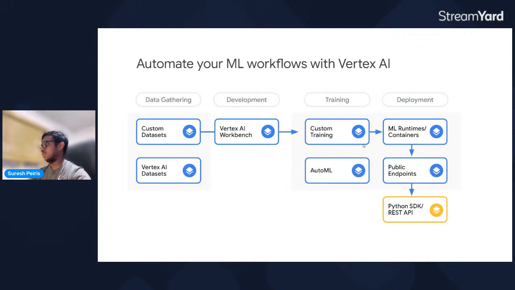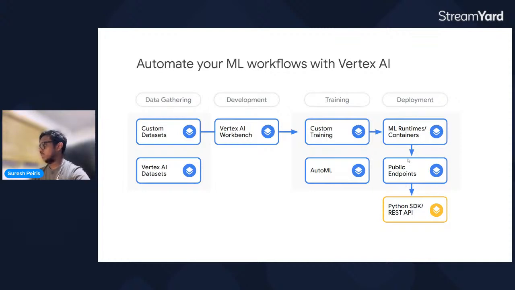For training, there are two options available, basically custom training and AutoML training. When it comes to custom training, there are several predefined models available, and you can use those as well. If you want, you can use your own machine learning models. Also, you can use AutoML, as I explained earlier. For deployment, you can use the predefined ML runtime, or you can make your own containers as well.